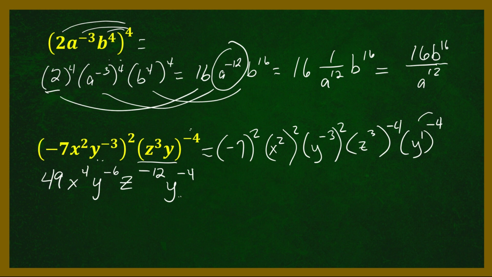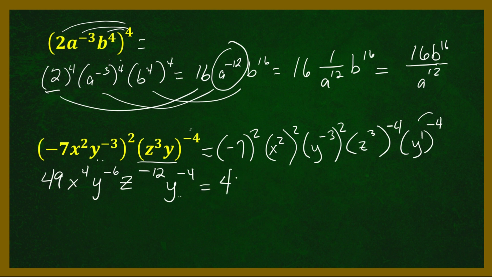Now, if you can recall, the product law of exponents states when you have two bases that are the same, which we do here with the y's, you can add the exponents. So we're going to add the exponents here. So a negative 6 and a negative 4 will give us a negative 10.